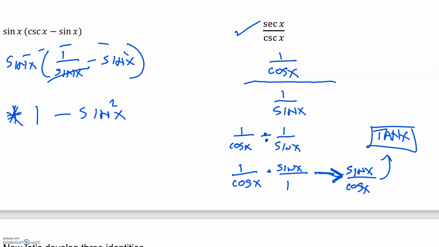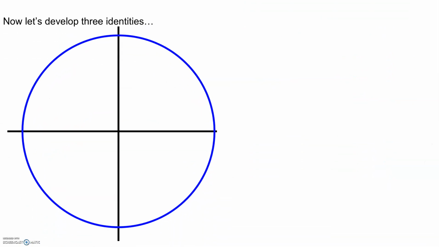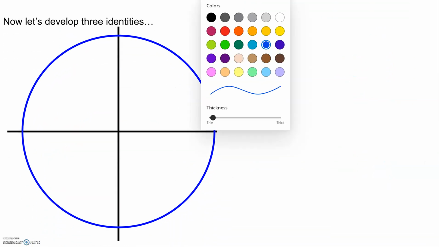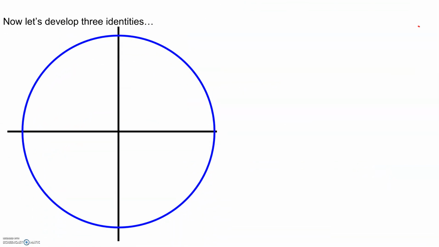Okay. All right, pause it if you need to look at it. I'm moving on. Okay, I want to develop 3 identities for us. So what I've done is I've drawn the unit circle here, and I'm going to put a triangle in there. You know, like bow tie question, right?